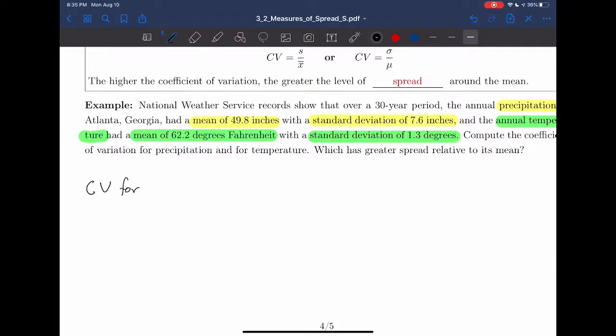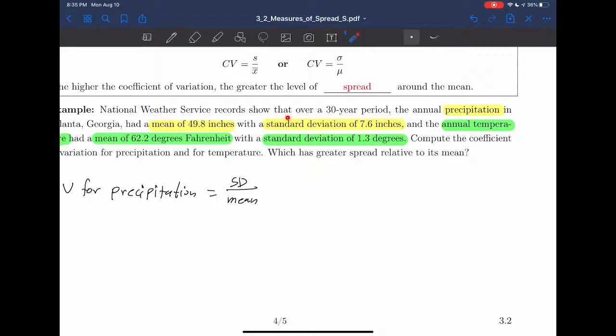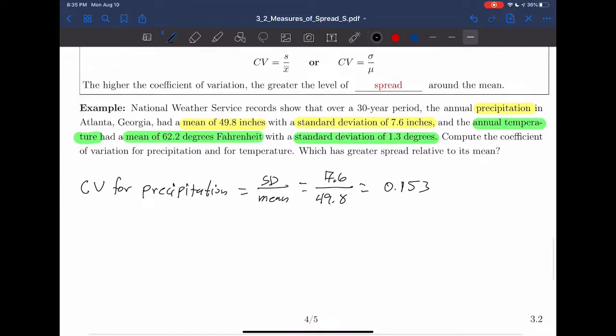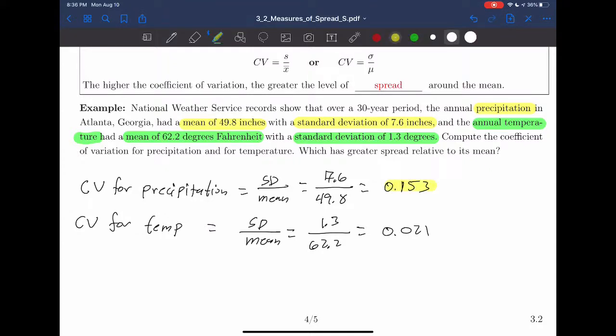So the CV for precipitation is just the standard deviation over the mean. Since we already have these numbers, all we have to do is plug them in. So this is just 7.6 over 49.8, which gives us 0.153. And when we do the same thing for temperature, since we already have the numbers, again, we just plug them in. And the CV for precipitation is a lot higher than the CV for temperature. So that tells you that the data in precipitation is a lot more spread.